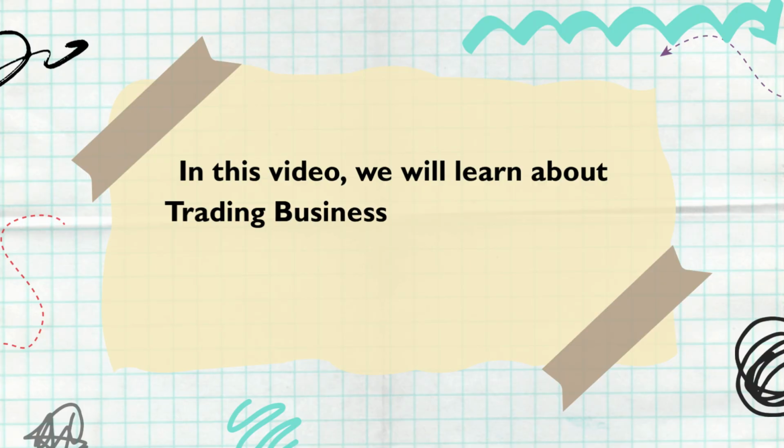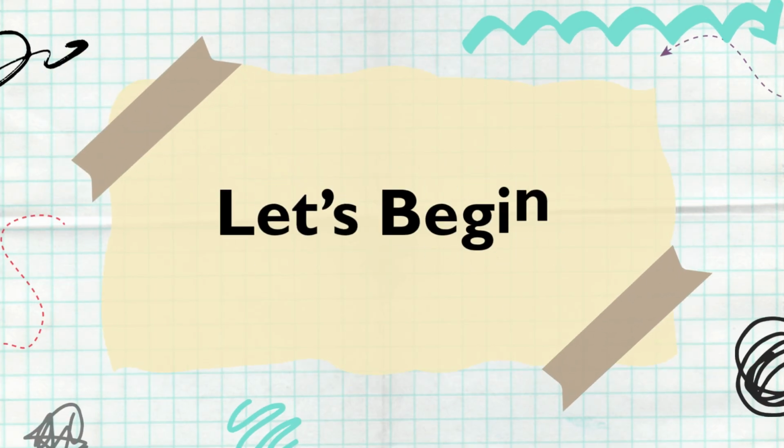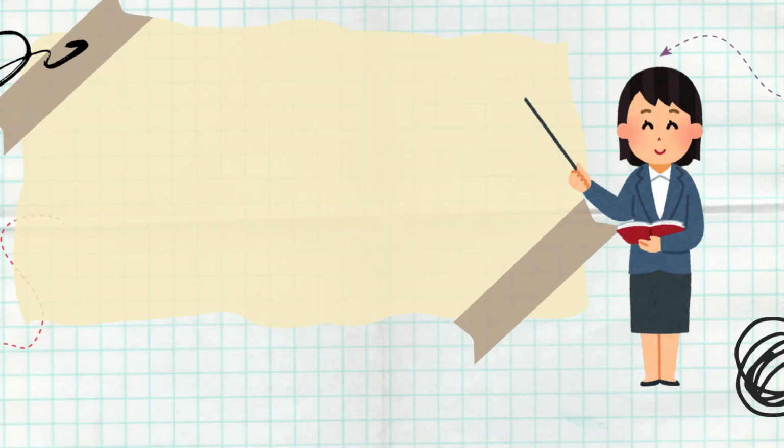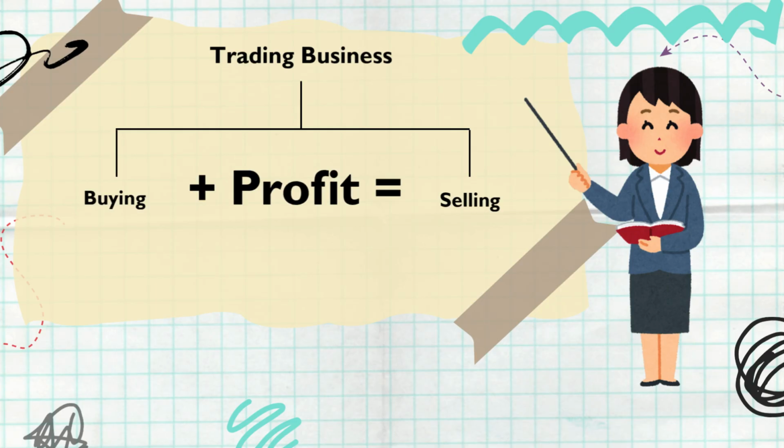Before you continue, I highly recommend watching the previous lecture, as it will make it easier for you to understand the topics covered in this video. So, let's get started. As we know, the main activity of a trading business is to purchase goods and then sell them at a higher price by adding the desired profit.